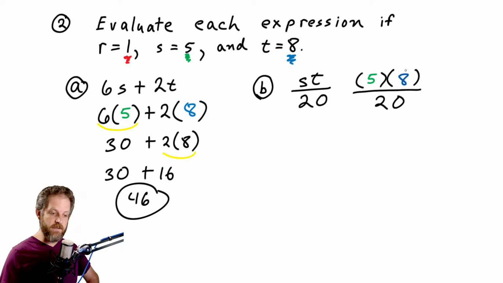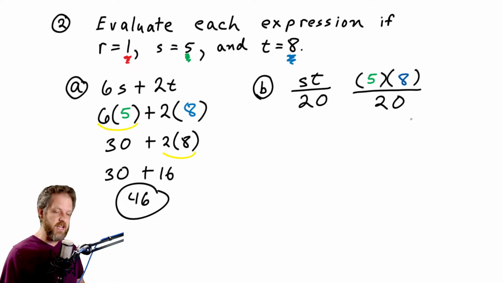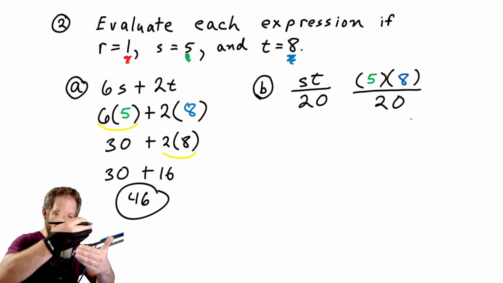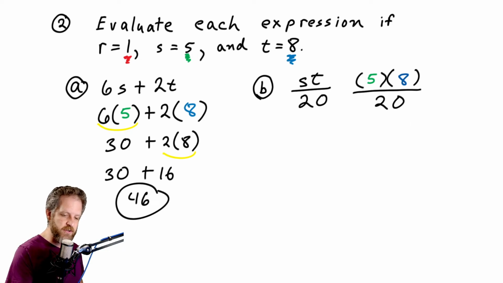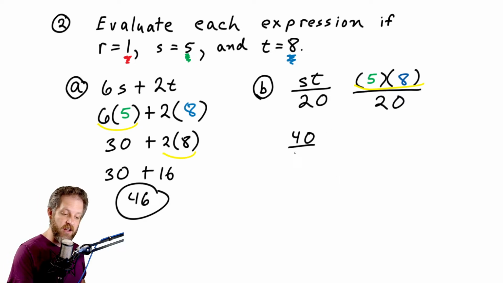So remember, from our order of operations, we've got to deal with the numerators and the denominators first before we can stick them together. So the first thing we've got to do is 5 times 8. So what's 5 times 8? Well, it's 40. And then that's still over 20.